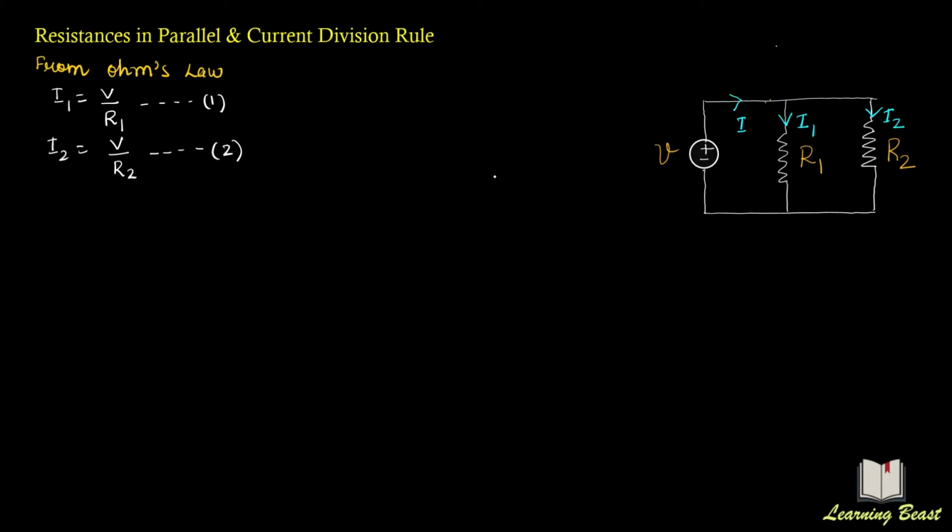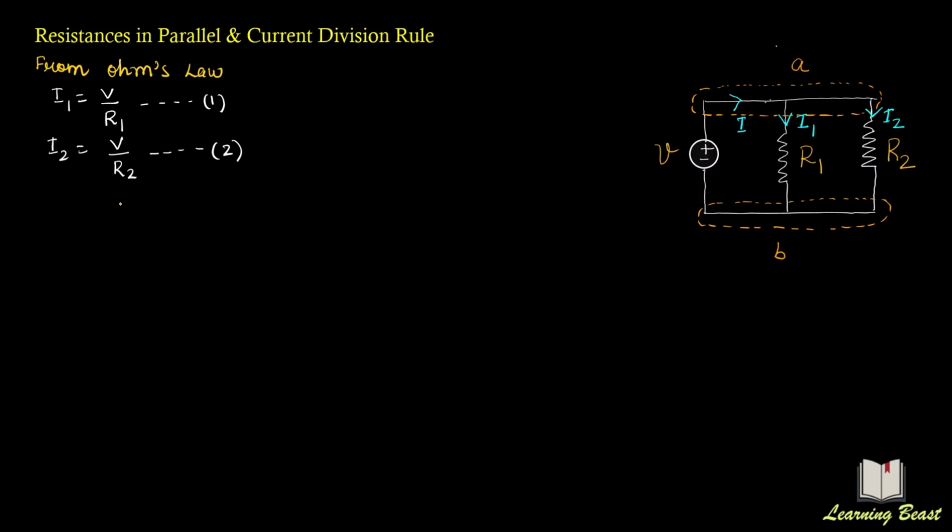Now I will apply Kirchhoff's current law in this circuit. Before applying KCL, first we have to select the nodes. So I'm selecting a node here. From here to here, this is a single piece of wire, so this whole piece of wire will be considered as a single node. Similarly, downward also we will consider this as a node. Suppose this node is B.